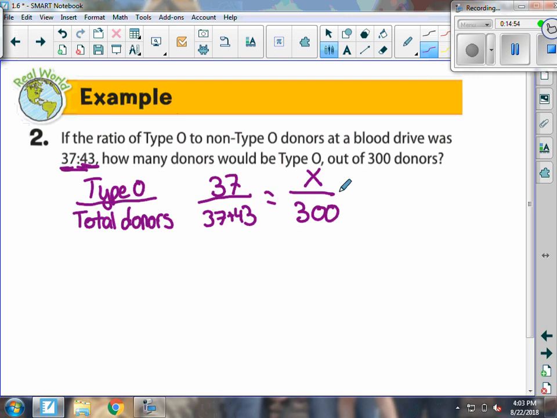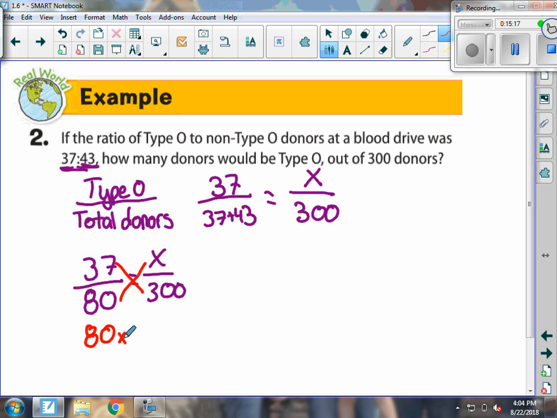So I'm going to rewrite this, 37 over 37 plus 43. That's going to be 80, is equal to x over 300. So I'm going to cross multiply. So I'm going to put 80x is equal to, I need to multiply 300 times 37.